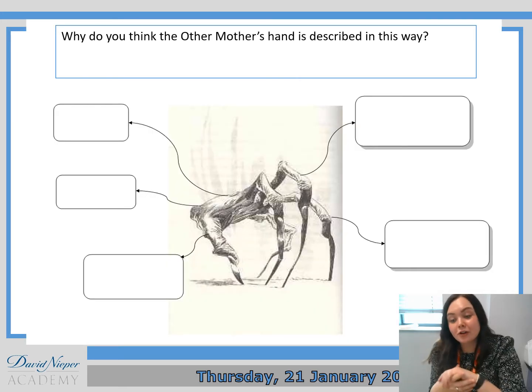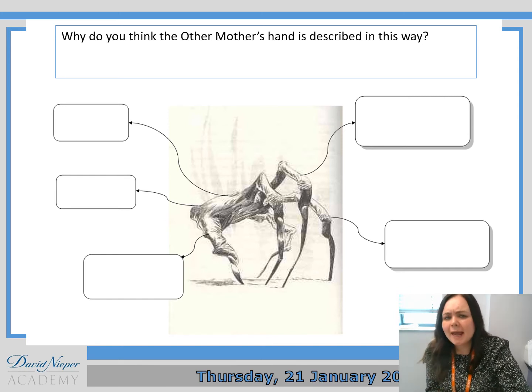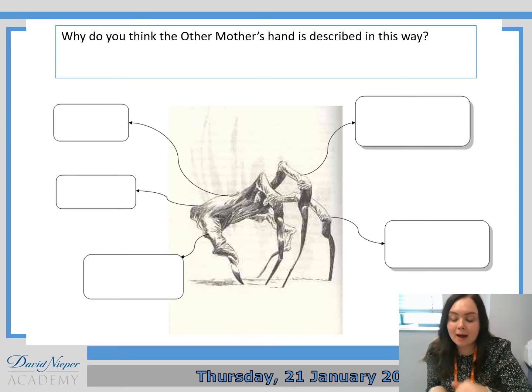Okay then, so now that you've drawn the other mother's hands and you've picked out some quotations, my question to you is, why do you think the other mother's hand is described in this way? What is it supposed to seem like, and why might Neil Gaiman have wanted to present the hand in this way at this point in the novel?